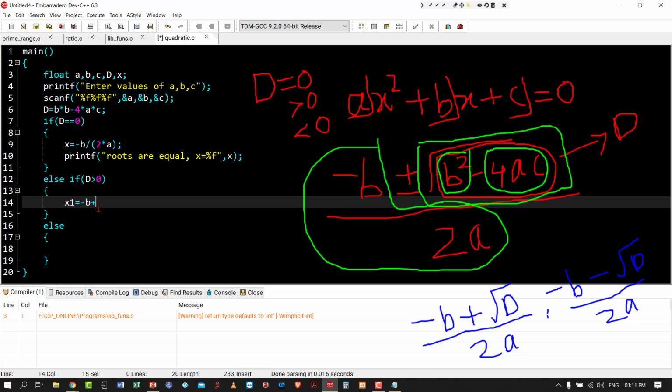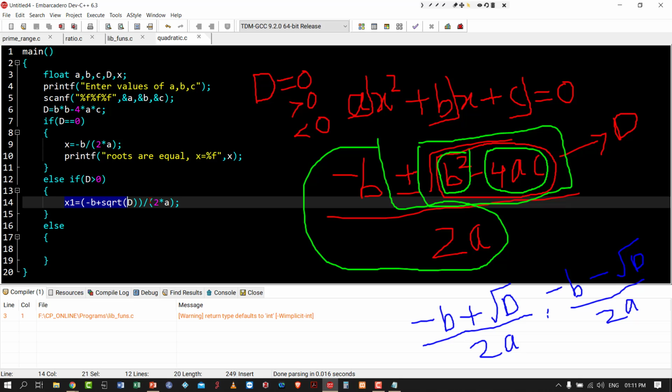SQRT. Yes, SQRT of D, because D I already calculated here. The whole thing is divided by 2a, so the entire expression has to be included in a bracket. Divided by 2 star a; 2 star a also you have to put in bracket. I already told you the reason. So this is x1.